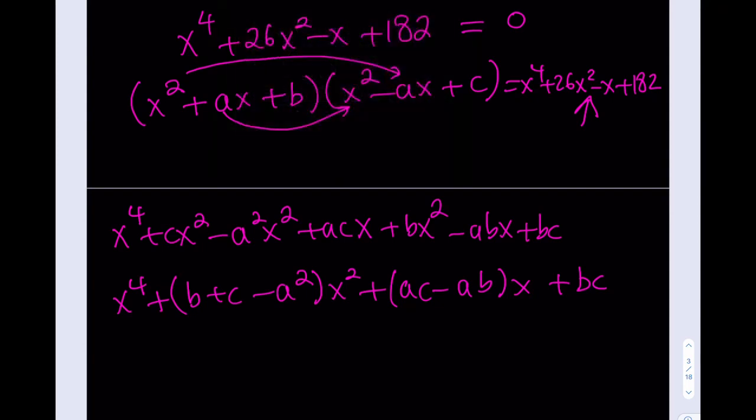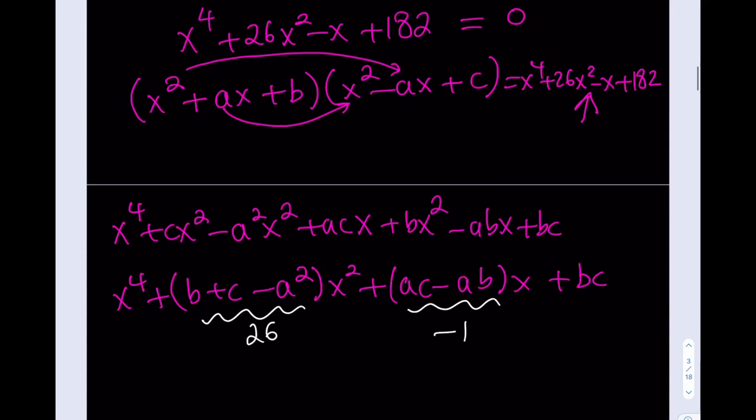Let's see what happens. Well, if this equation works, if it's factorable this way, and it's always factorable this way, even though a, b, c may not be easy to find and they may not be integers, but it's always factorable. So this guy needs to equal 26. This guy needs to equal negative 1. And this guy needs to equal 182.